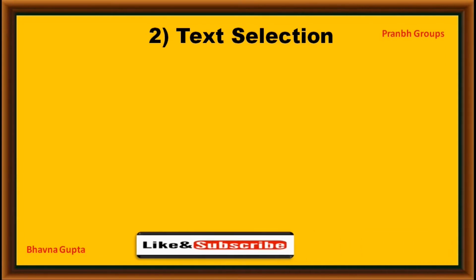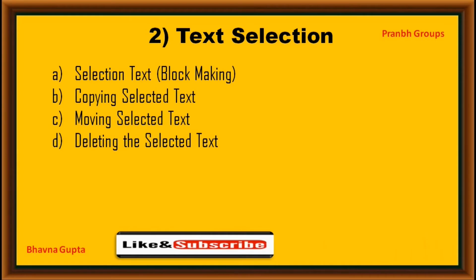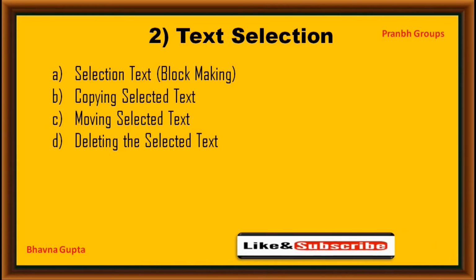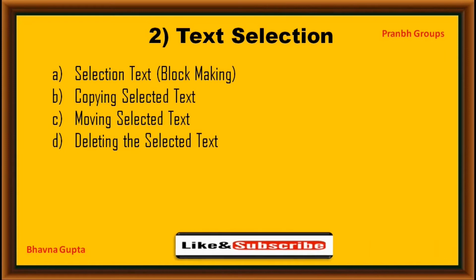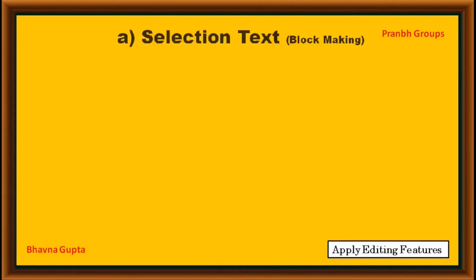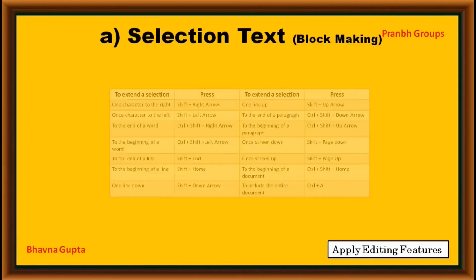Sometimes you are required to perform various operations on a block of text. You can move an entire block to a new position, or you may delete an entire block of text, or you may copy a block of text or even print it. First one, selection of text or block marking.